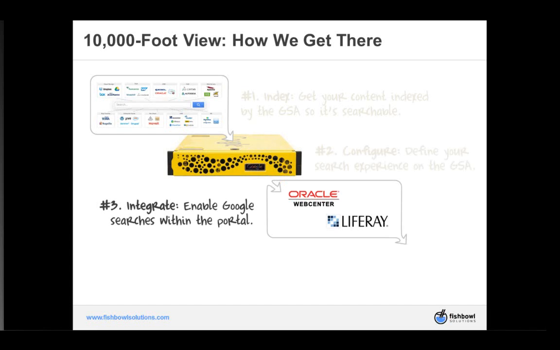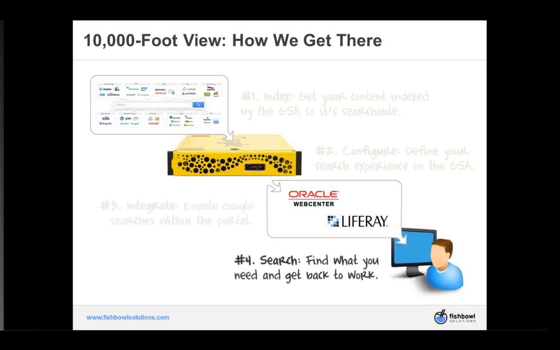But to really bring that into the portal, the third piece is integrating them. How do we let users in the portal perform Google searches against the Google Search Appliance and get access to all that content, so that ultimately they can find what they need quickly and easily and get back to doing their job, which is not to search for content? It should be easy to find all the information that resides in your enterprise.